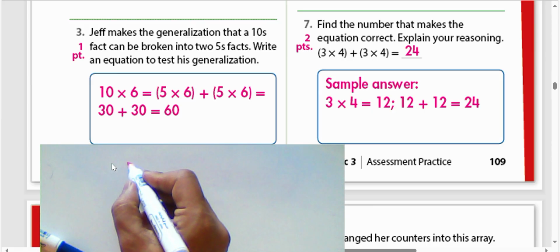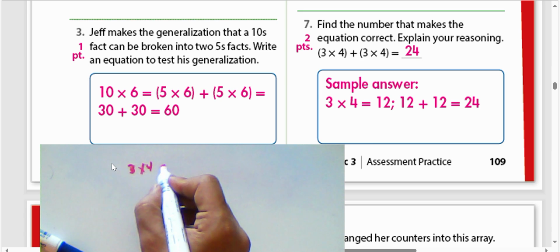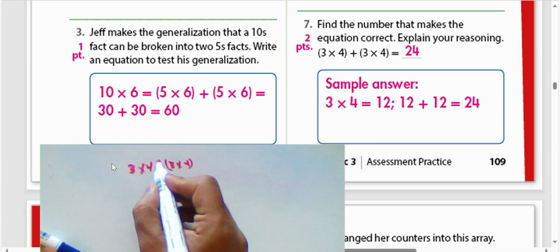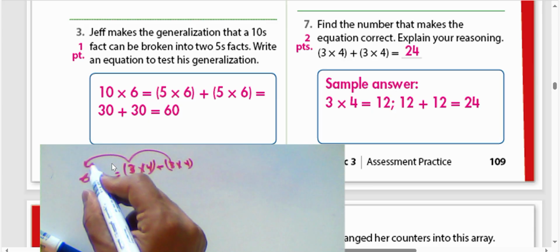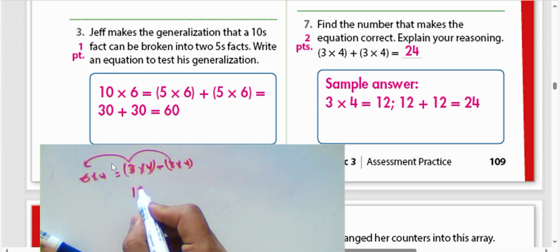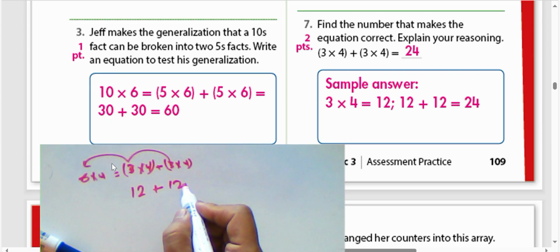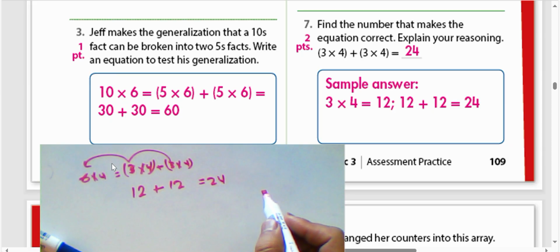Next question. 3 times 4 plus 3 times 4. It was 6 times 4. 3 plus 3, 6. Okay. Then the result will be what? 3 times 4 equal 12, and 3 times 4, 12. 12 plus 12 equal 24. The result here will be 24. Okay.